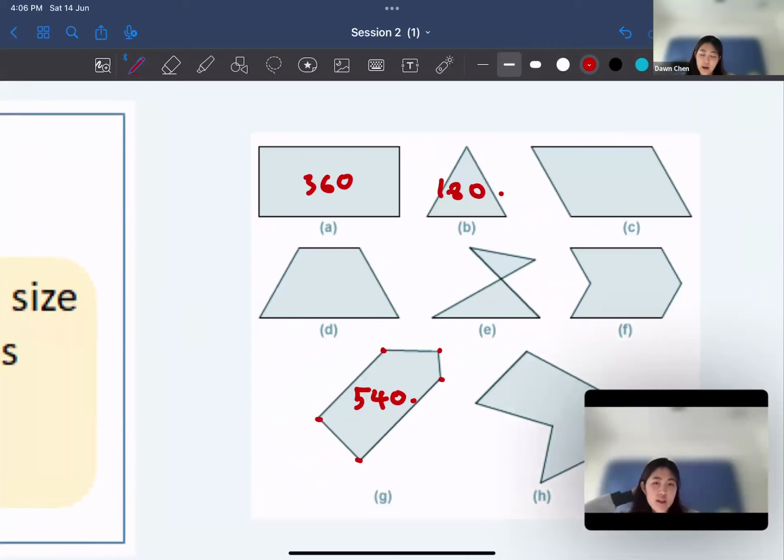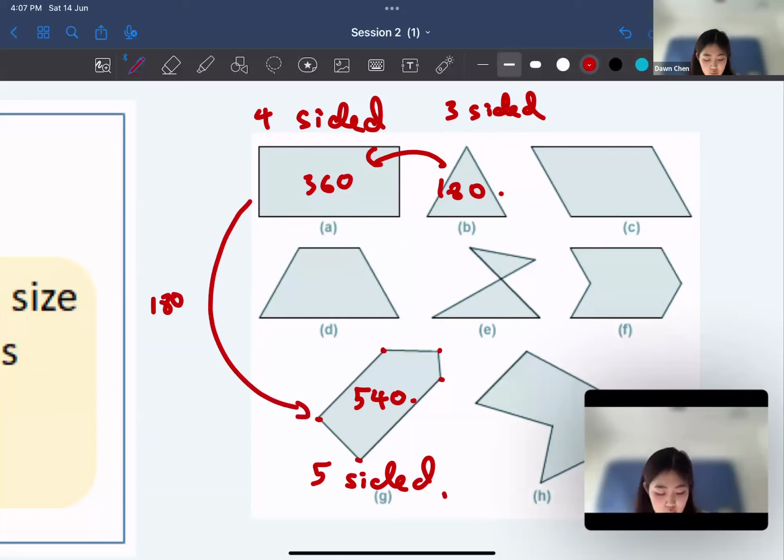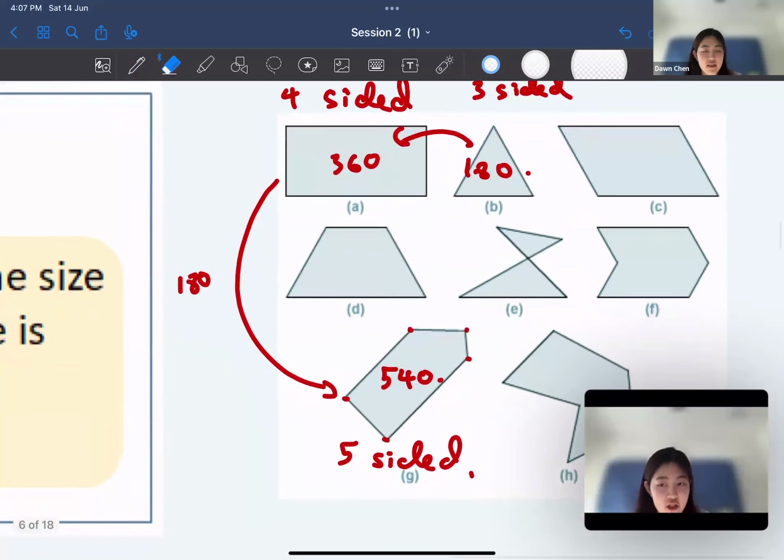So do we start noticing a pattern, right? This is three-sided, this is four-sided, this is five-sided. What's the relationship between the angles? How much is it increasing each time we increase the number of sides? Yeah, exactly, right? So we can see that from 180 to 360, we're adding 180, right? And 360 to 540, we're also adding 180. So this makes us think, okay, maybe every single time we increase the number of sides by one, the angle has to increase by 180, right? And actually, this is true.